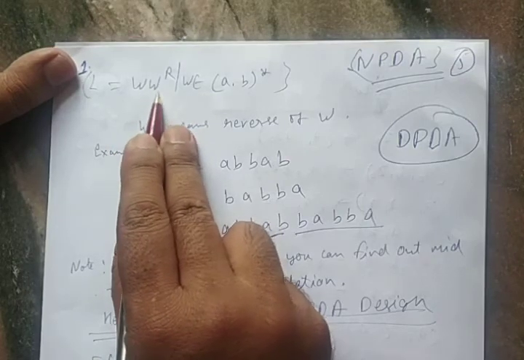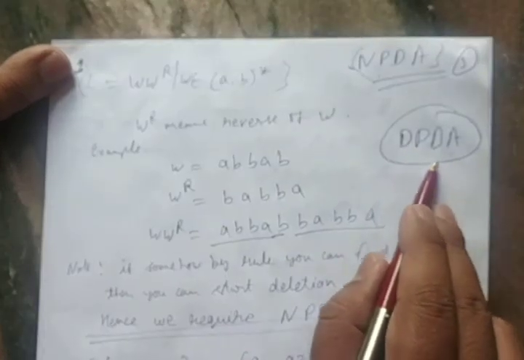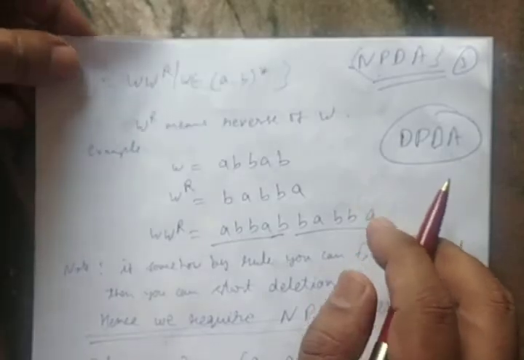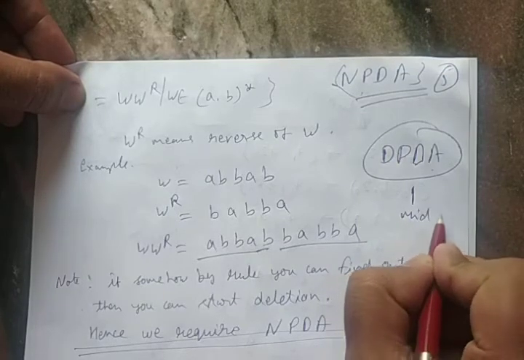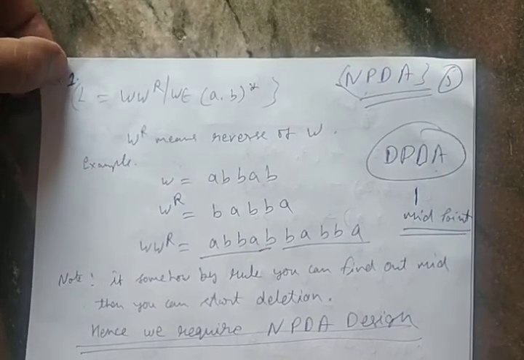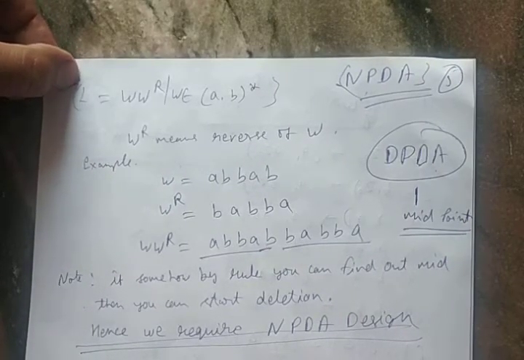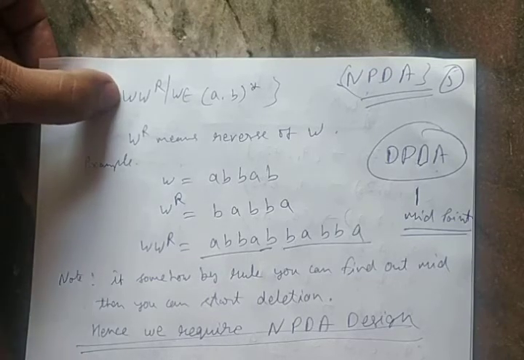Now why do we want non-deterministic push-down automata for WWR? Why can we not make a DPDA? The reason is that in WWR we do not know when we will get the midpoint. So to identify the midpoint each and every time, we need to make a guess, and for that guessing we require non-determinism. In deterministic you cannot guess. So that is the major point why we cannot design a deterministic push-down automata for this.